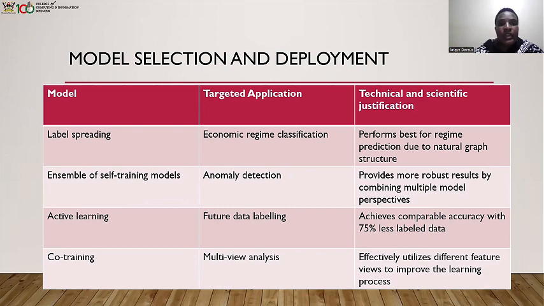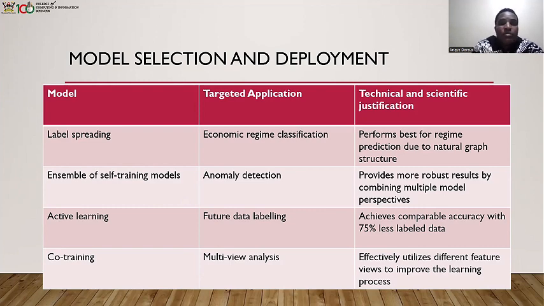Under label spreading, the targeted application is economic regime classification. Under the technical and scientific justification, we say it performs best for regime prediction due to the natural graph structure. Then for the ensemble of self-training models, the targeted application is anomaly detection, and the technical and scientific justification is that it provides more robust results by combining multiple model perspectives.